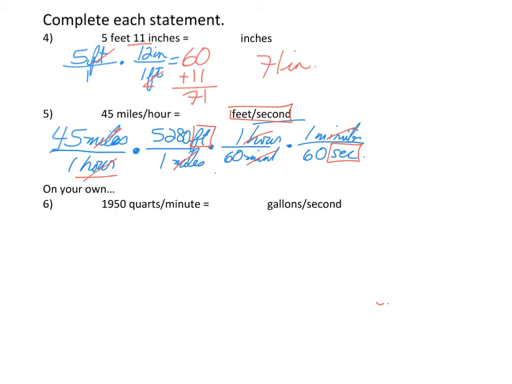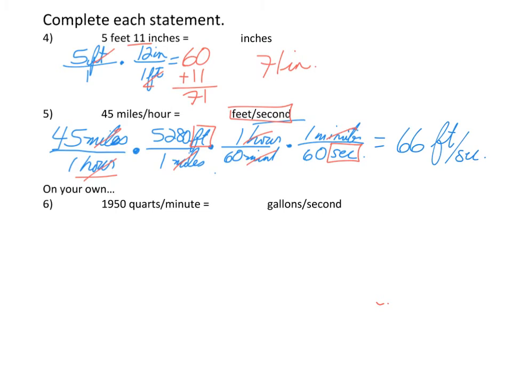Let's go ahead and do the math. So I had a voice recording over that, and I didn't like it, so I'm re-recording what I said. Basically, in my calculator, I plugged in 45 times 5,280, and I got 237,600. That answer I divided by 60, ended up with 3,960. That answer I divided by 60 again and got 66 as my final answer. That is in feet per second. That's how we do number 5.